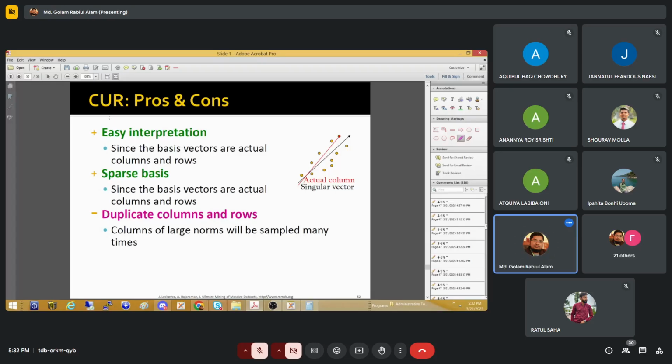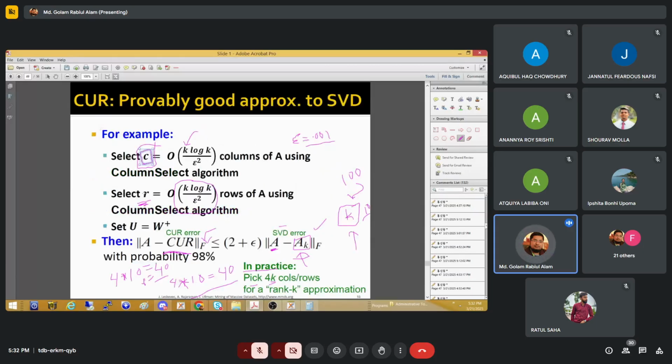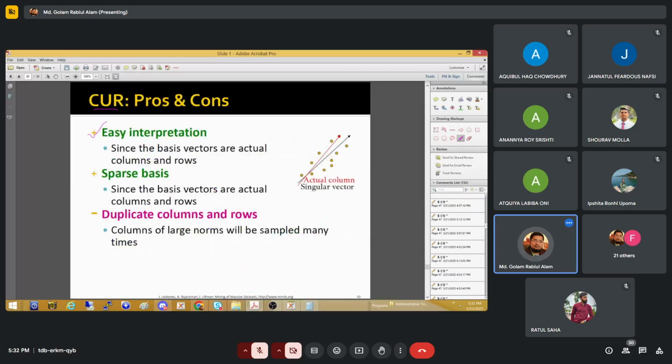Then why do we apply CUR instead of maybe SVD? The thing is easy interpretation, because we preserve the columns with the same names. So maybe those columns have some interpretation: this is that column and this is that column, the name of the column. So it will be easy to interpret. And here is the sparse basis. Since the basis vectors are actual columns and rows, it will also keep the sparseness, because we just keep the original columns.